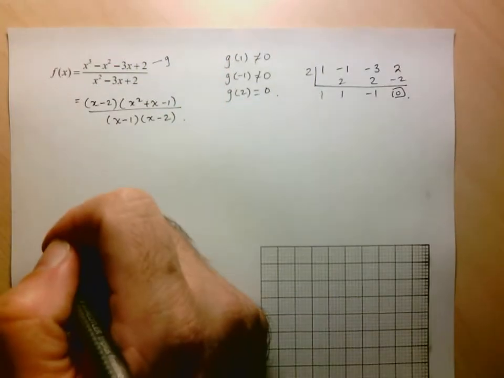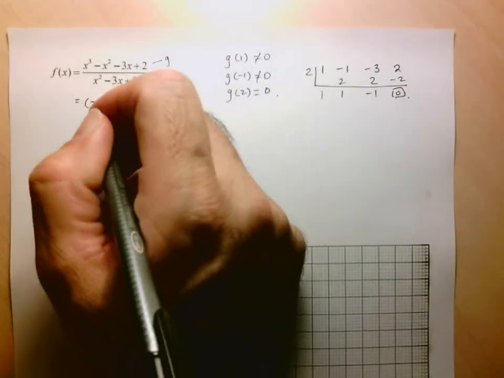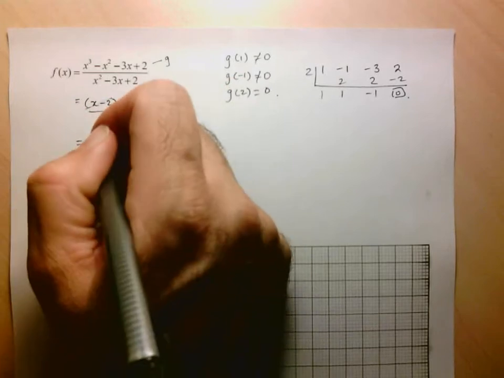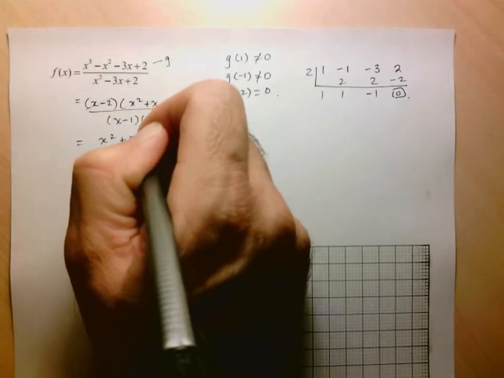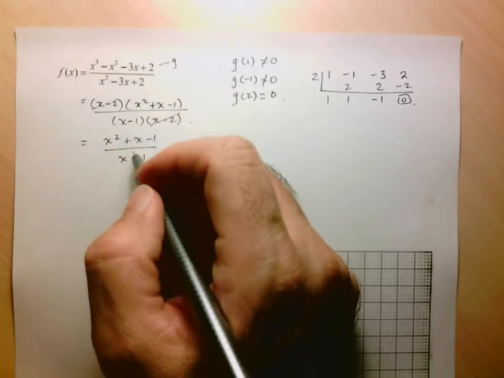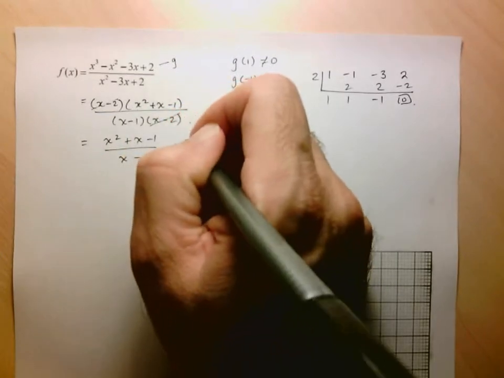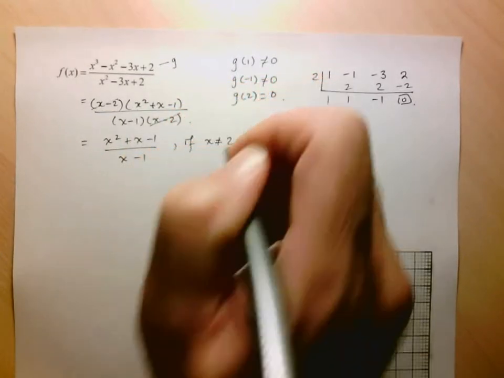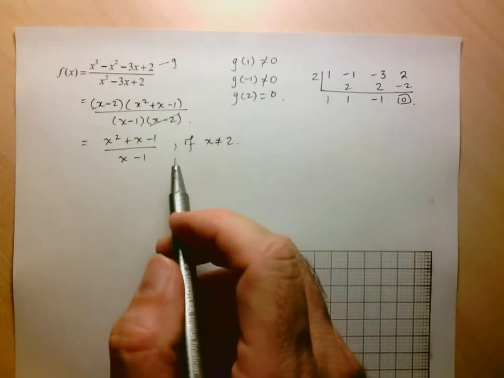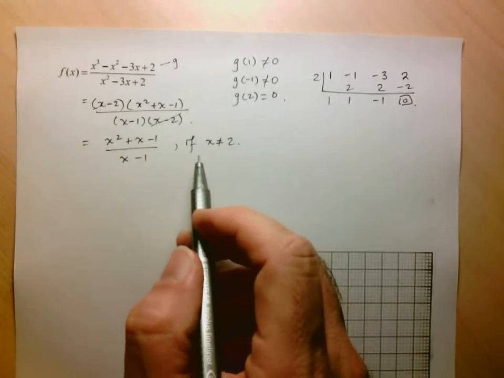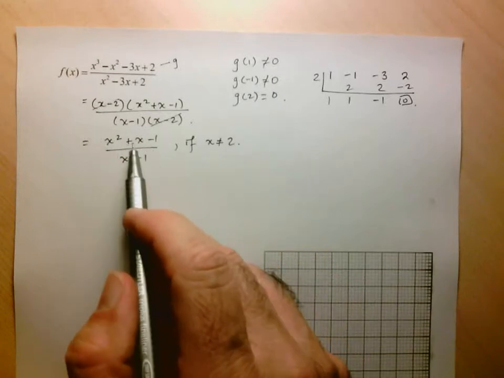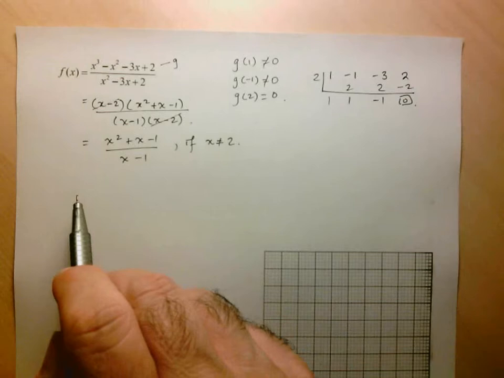Here I do see some nice stuff because I see the x minus 2 in the numerator and denominator can reduce. So I'm left with x squared plus x minus 1 over x minus 1. And of course these expressions are only equal if x is not equal to 2. So a couple of things. We have to interpret what this means in terms of the graph. And I also notice, unfortunately, that the numerator is not factorable. So we'll talk about that in a second.